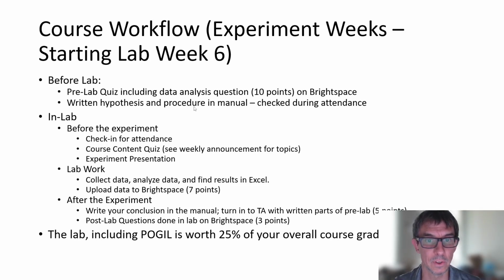You'll also write a hypothesis and procedure in the lab manual, which will be checked when you come in and take attendance at the beginning of lab. Before the experiment, you'll check in for attendance and take a course content quiz. This time, the TA will give you an experiment presentation that goes over how the experiment works. You'll do the lab work, collect the data, and then analyze the data and upload the analyzed data file to Brightspace. After the experiment, you'll write a conclusion in your lab manual, and you'll answer a few post-lab questions. All this adds up to 25 points as well, and the lab overall is worth 25% of your grade, including the POGIL.